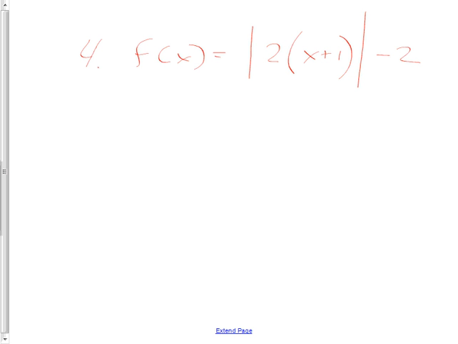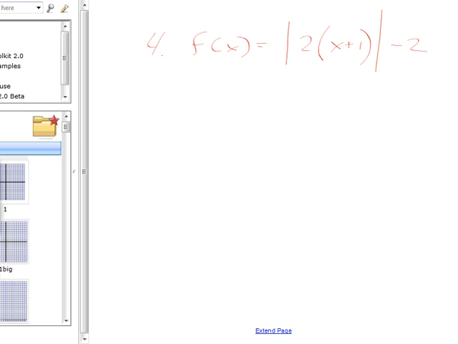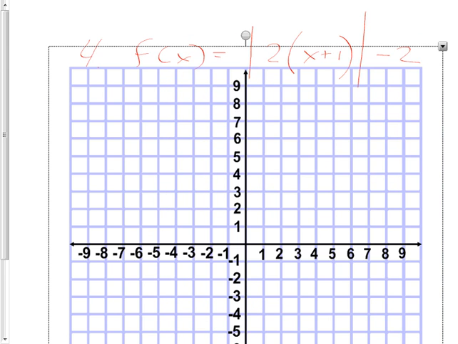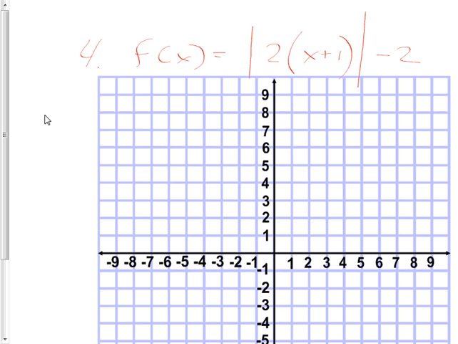All right. So on this one, I'm going to start by pulling up a graph. Let's see if I can find a good one here. This will be a good one. And if I was going to graph this, it's a V shape, and it's been moved to the right. So generally speaking, it's moved to the right. No, left 1, and then down 2. So it's something like this. But you know what I'm going to do to get my exact points? XY chart.